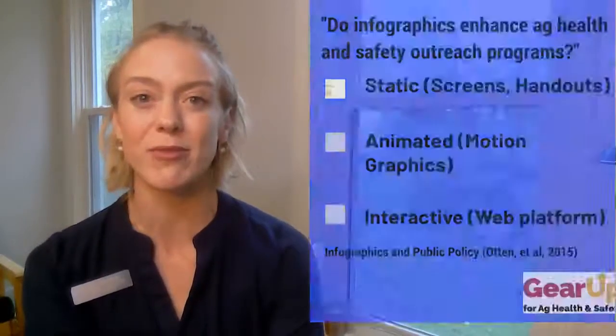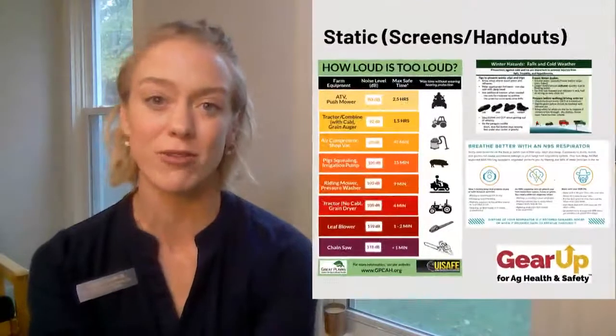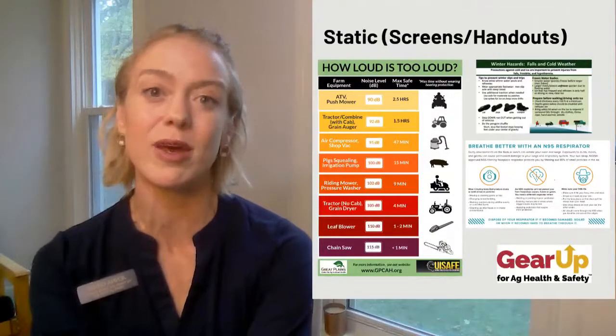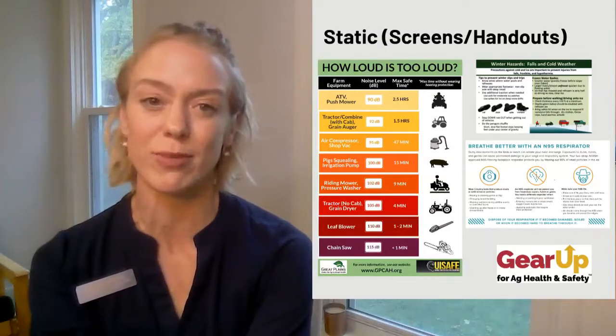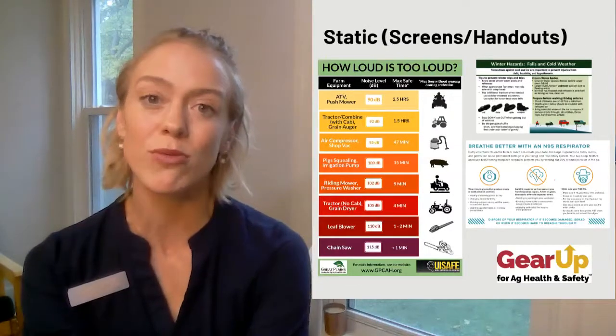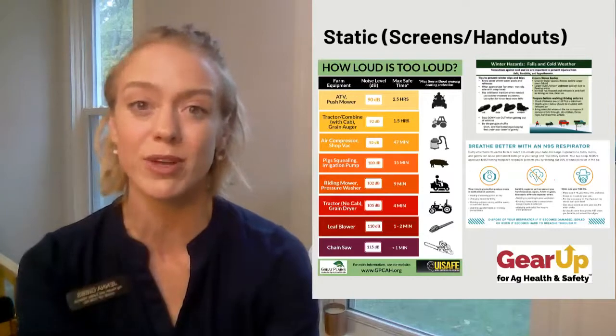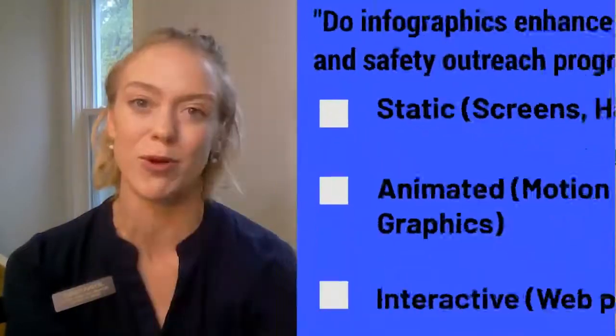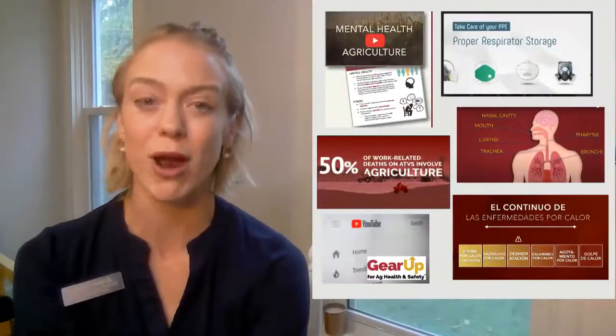There are three main types of infographics, starting with our static versions. These are handouts or screens. They're basically just printed material with lots of images on them. These are the most common form of infographics used in trainings, and these are some examples that we use in our programs. Another type of infographics that we really like are called motion graphics.